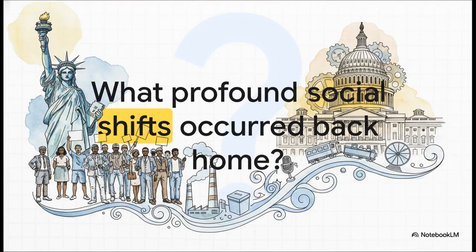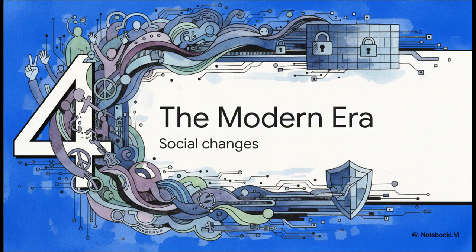Okay, but while projecting all this immense, unprecedented power globally, we really have to look inward for a second. What kind of major social and political earthquakes were transforming the nation back home? Because let me tell you, the 20th century was just as explosive domestically as it was internationally. Which leads us perfectly into Section 4, the modern era, a time of massive social changes and new frontiers.